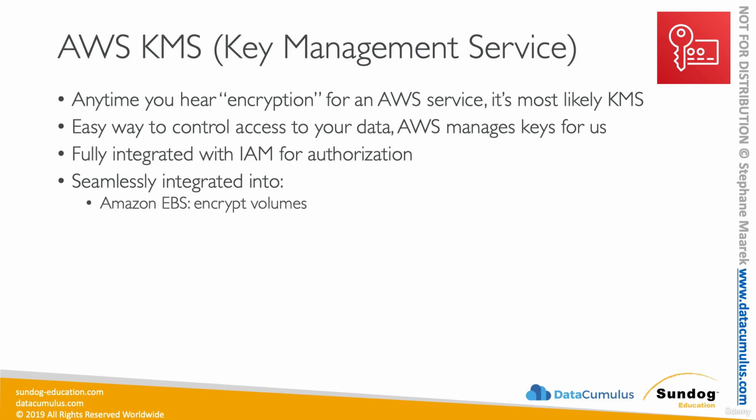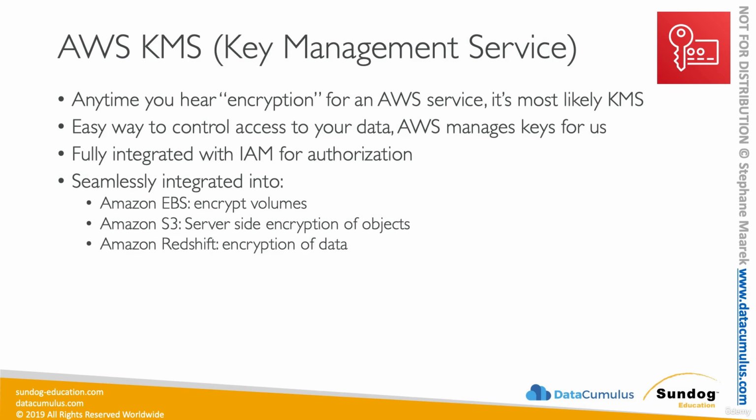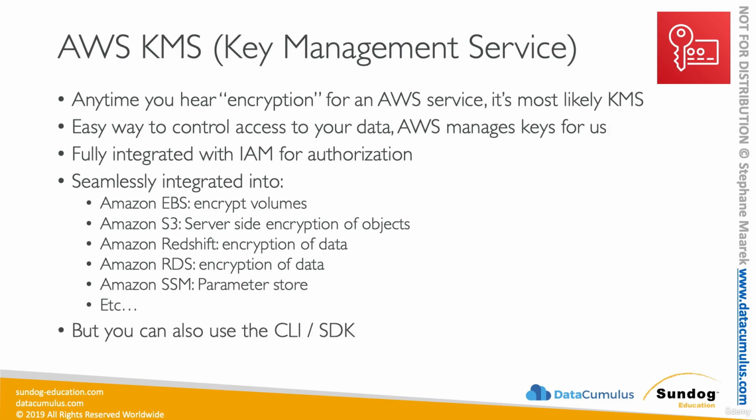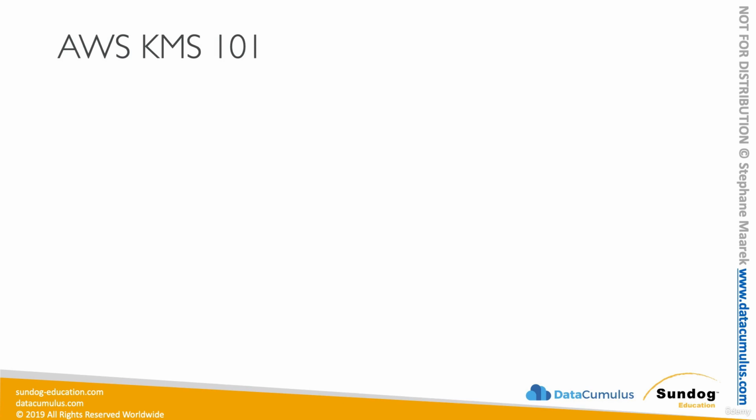I won't list them all, but for example, for Amazon EBS, it can help to encrypt volumes. For S3, you can do server-side encryption of objects using SSE-KMS. For Redshift, you can do encryption of data, RDS as well. SSM, you can encrypt secrets in the Parameter Store, etc. And on top of it, you can also use the CLI and SDK to leverage the KMS functionality. So overall, it's quite a handy service. It's integrated everywhere. But how does that work really?